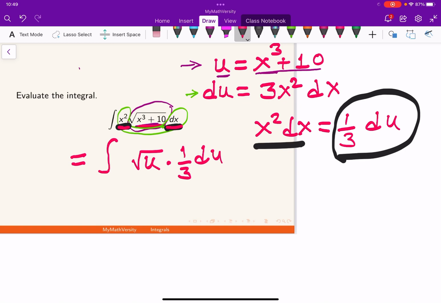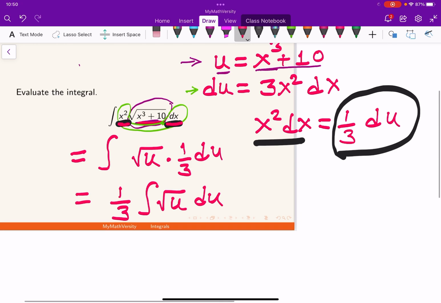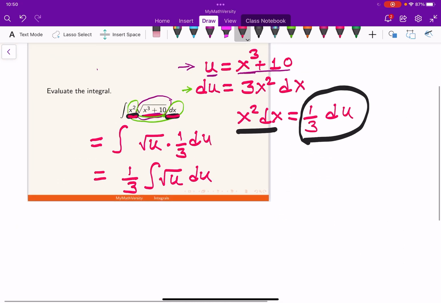Now let's see if it is a simpler form. Here we have 1/3, which is just a constant, multiplied by the square root of u. So we can use the constant multiple rule and take the 1/3 out, and what is left over is just the square root of u. At the beginning the problem was, we have x squared times the square root of x cubed plus 10, how to integrate? But now it's much simpler with that substitution. We just have the square root of u to integrate, and we know from the basic rule how to integrate that.